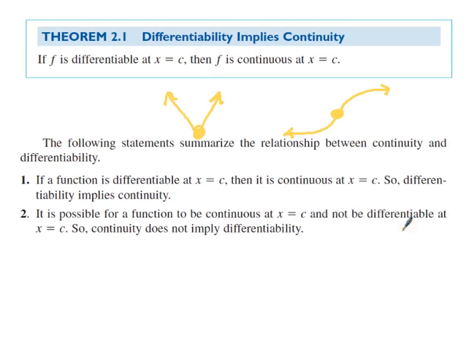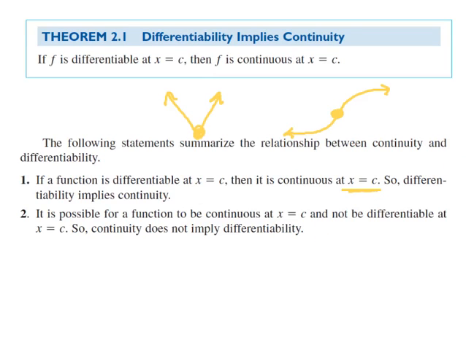Okay. So these last two statements, I'm just going to read them. You don't need to write them down, but it says if a function is differentiable, then it is continuous at x equals c. So differentiability implies continuity, which is true. It is possible for a function to be continuous at x equals c and not be differentiable at x equals c. So continuity does not imply differentiability.